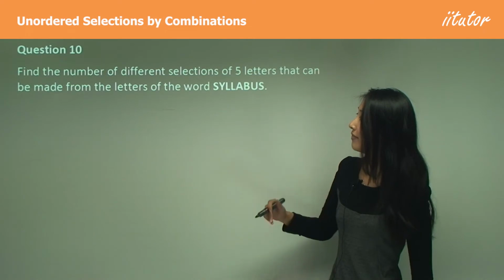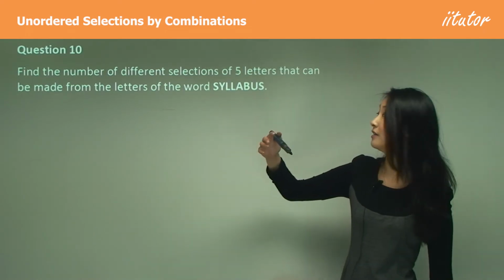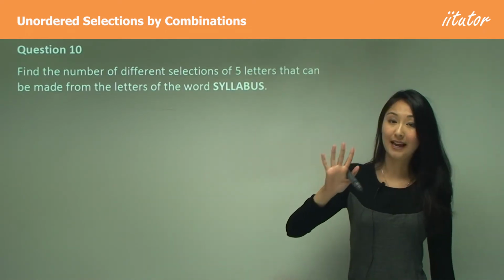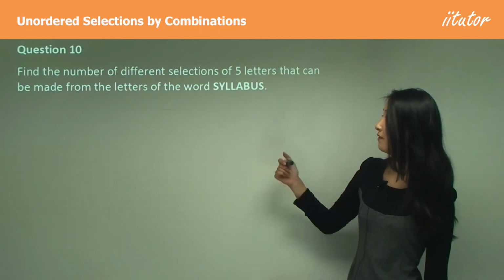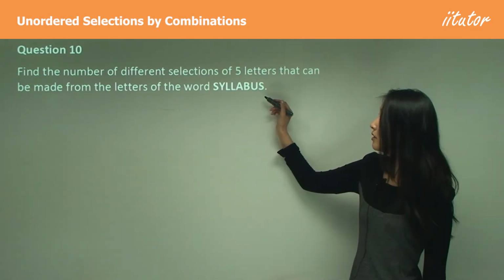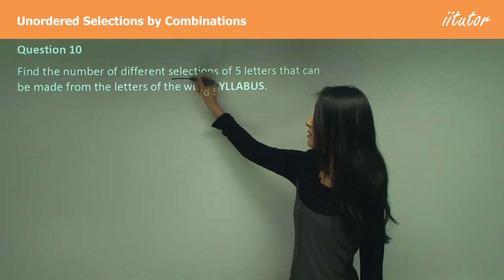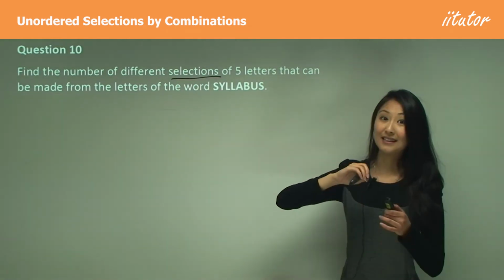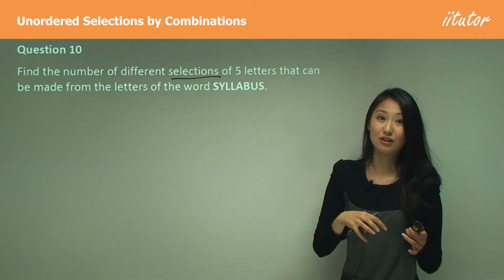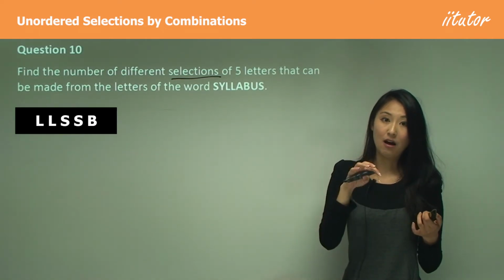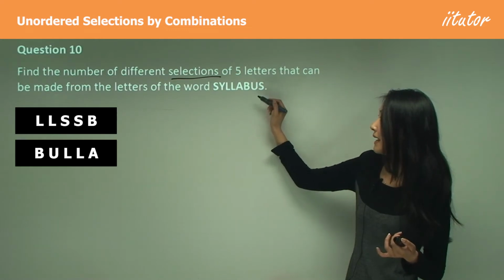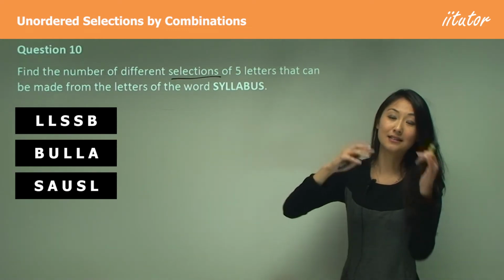Here we want to find the number of different selections of 5 letters that can be made from the letters of the word syllabus. So it's going to be selections. All it is is 5 different selections. In this case, order doesn't matter. It doesn't matter if I have LL, SSB or SSLLB. It doesn't matter about the order.